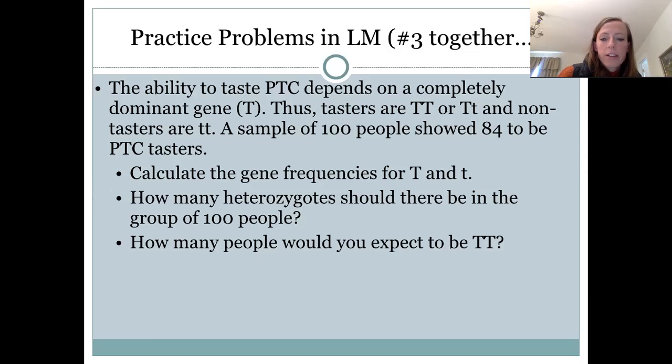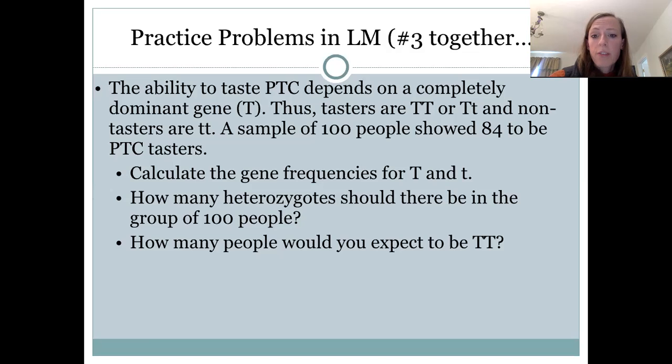Now, it asks you to calculate the gene frequencies first for the dominant and the recessive allele, big T and little t. From what we're given directly in the problem, we know that 84 out of 100, or 0.84 of the population, can be big T, or they can be big T, little t, but we don't know which. 84% of that population can taste it, but from there, we can't really determine the gene frequencies of big T and little t. What we have to remember is that the remainder are non-tasters.